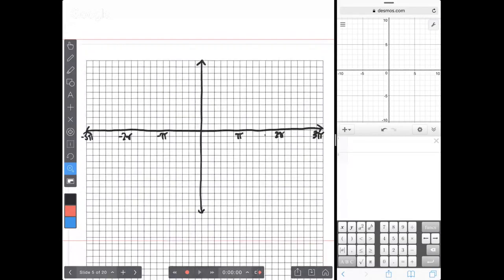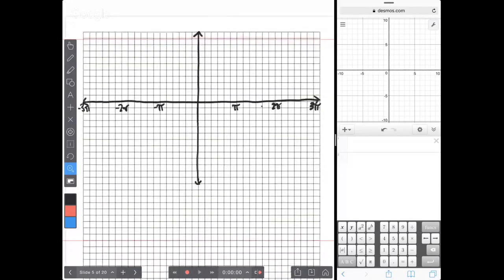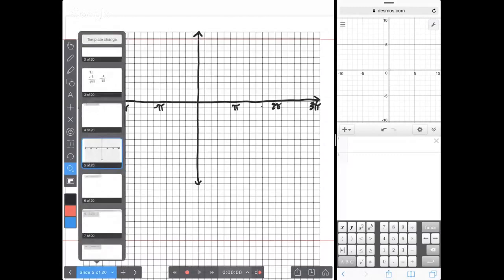Okay, and it's y equals 4 sine of 2x plus 4, minus 2.